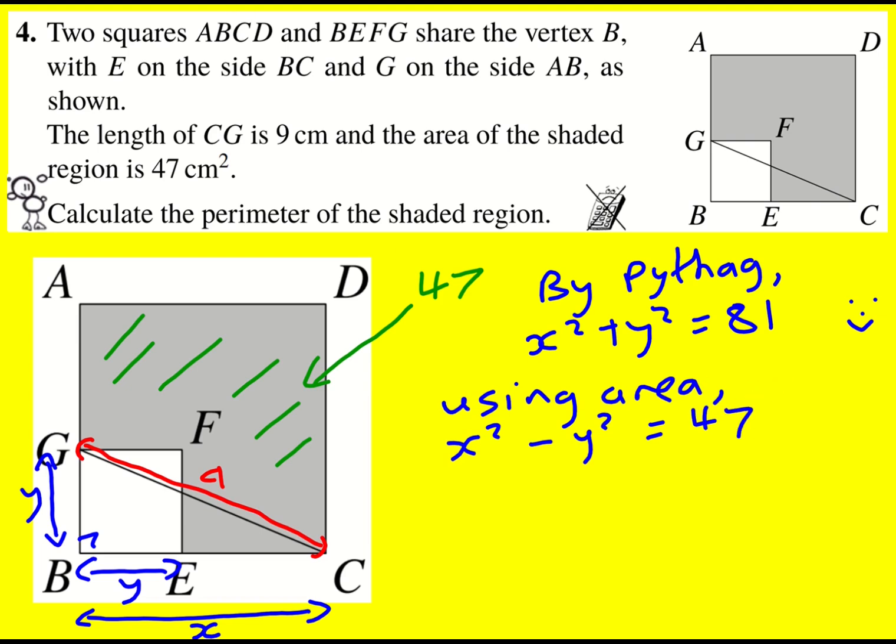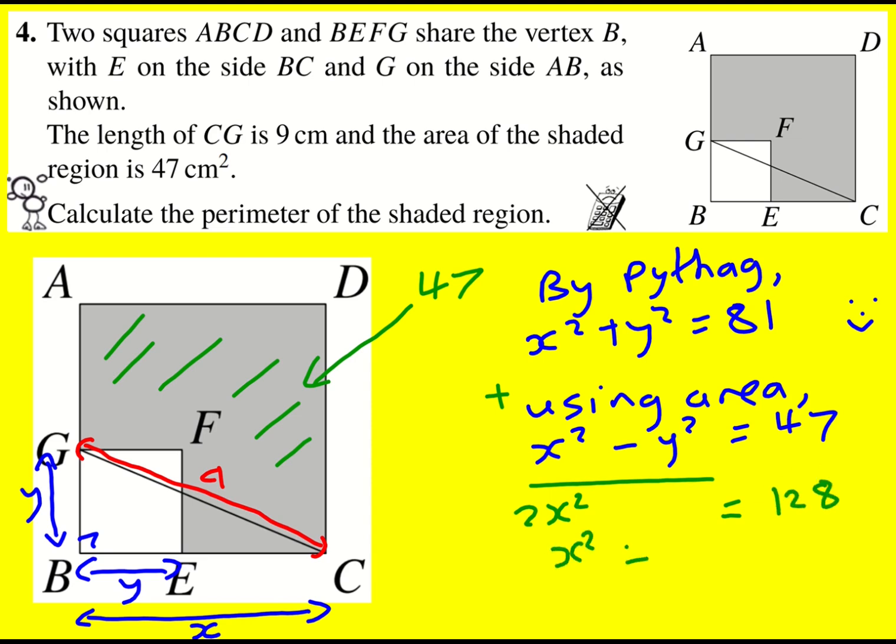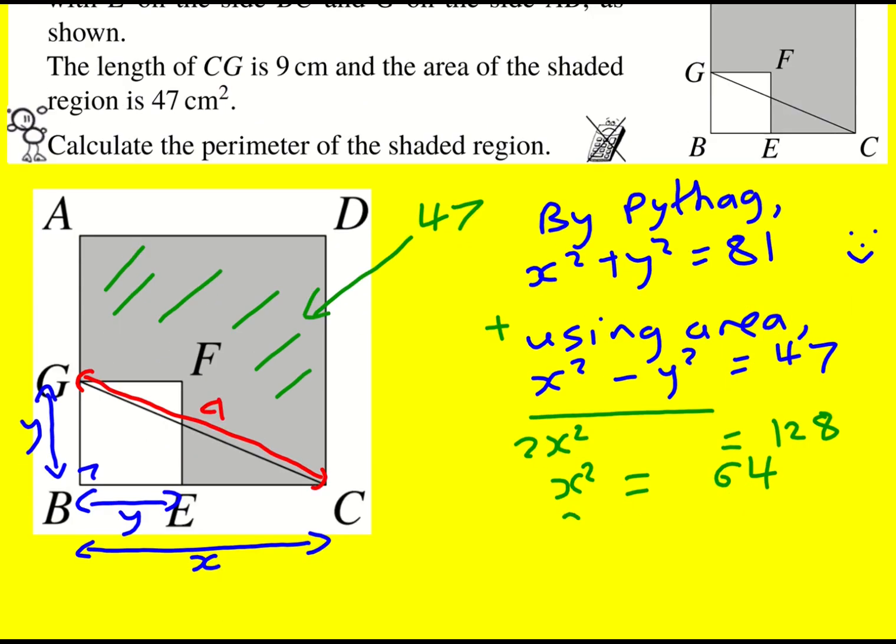So now I actually have simultaneous equations. Although technically they involve a quadratic, because both terms are X squared here and both terms are Y squared, you can treat it exactly the same as if you were solving X plus Y equals 81 and X minus Y equals 47. So we can add these two together. We're going to get 2X squared, the Y's cancel, equals 128, which means X squared is going to be 64, which means X is going to be 8.